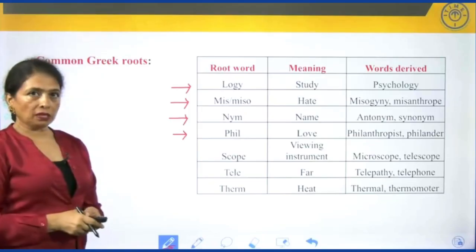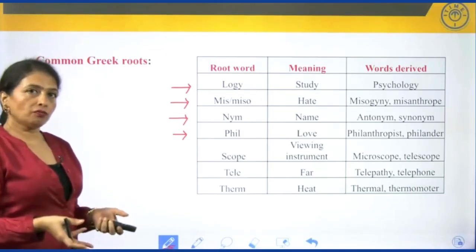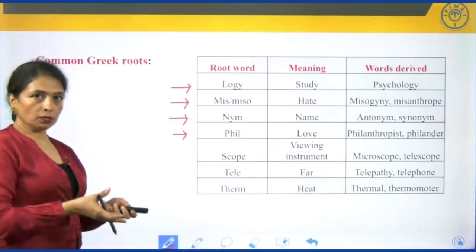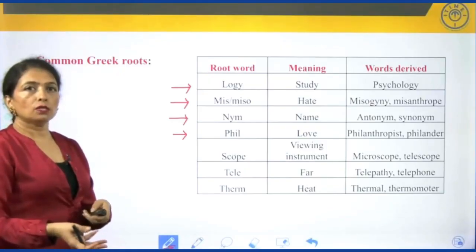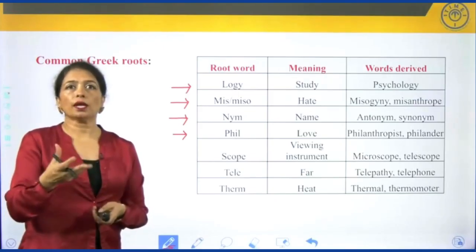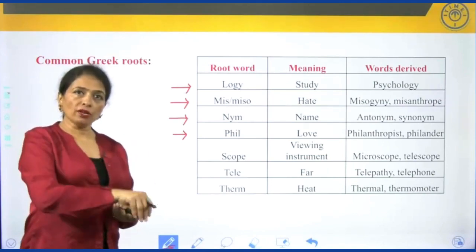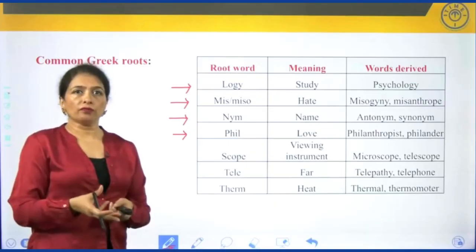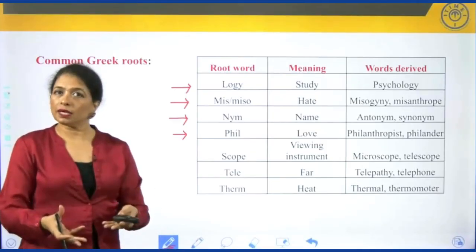Phil. What does phil mean? Phil means love. Philanthropist, philander, philosophy also. So, phil is love, anthrop is humankind. So, we have misanthrope and the opposite is philanthrope. So, when misanthrope is a negative word, what does it mean? It means a person who hates humankind, who hates other fellow human beings, because phil means love and philanthrop then would mean what? It would refer to a person who loves his fellow human beings or loves humankind in general.